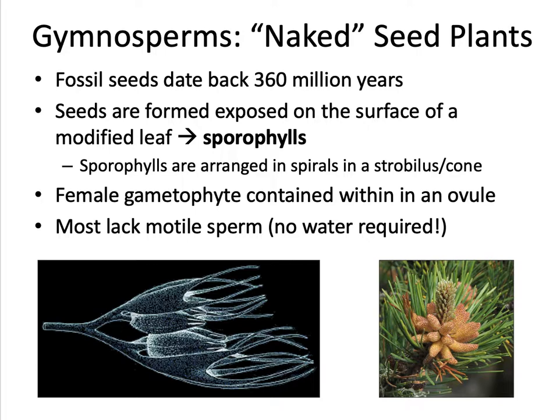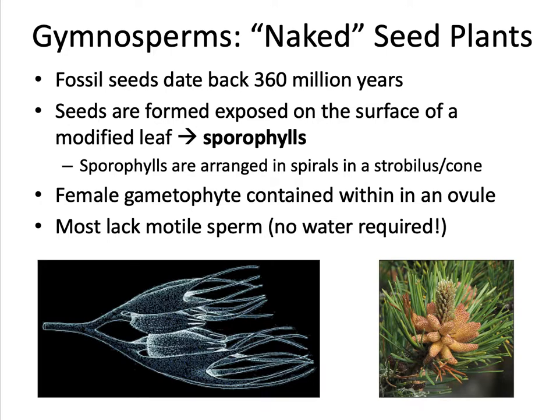The female gametophyte is contained inside of an ovule, so this is a further containment where now, in the previous more primitive plants, the female gametophyte was not protected, but now it's protected and retained inside of the ovule. But of course the ovule is just going to be sitting out on the cone scale naked after it gets fertilized. And most of the gymnosperms lack motile sperm, so that means no water is required. Even if the sperm does have a flagellum, it's not about water, it still is about a pollination mechanism to get that sperm to that egg.